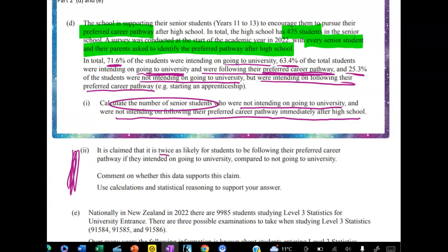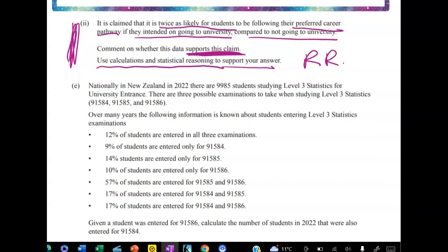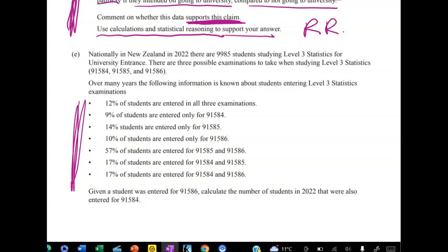It's claimed that it is twice as likely for students to be following their preferred career pathway if they intended on going to uni compared to not going to university. Comment on whether this data supports the claim. Remember, we have to do that at the end and use calculations and statistical reasoning to support your answer. So this is a relative risk question, right? And then the last one is screaming out to me Venn diagram before I read any further, right? I've got this format of all these bullet points and it's about students and which level 3 stats externals they take. Okay, so that's going to be a Venn diagram one.